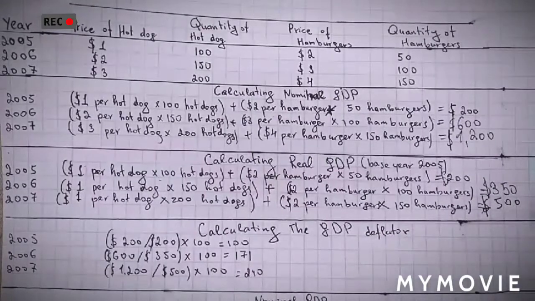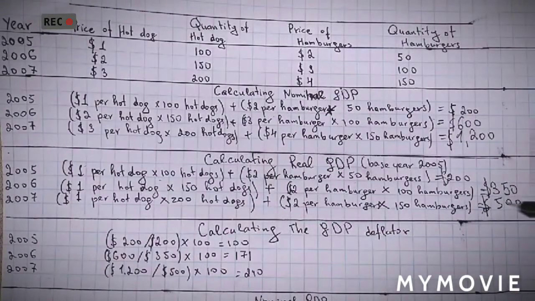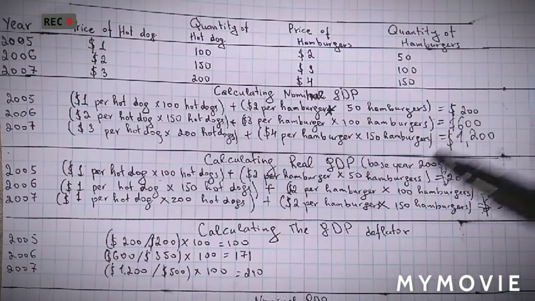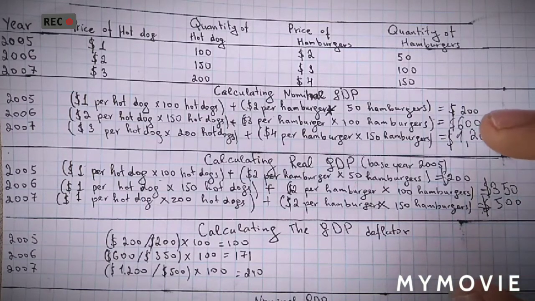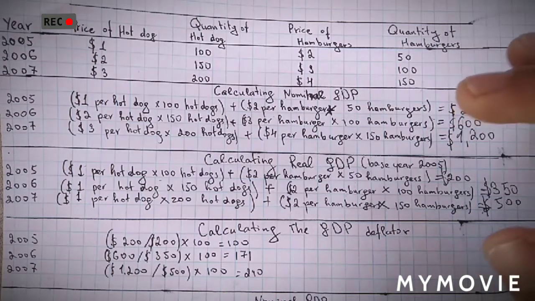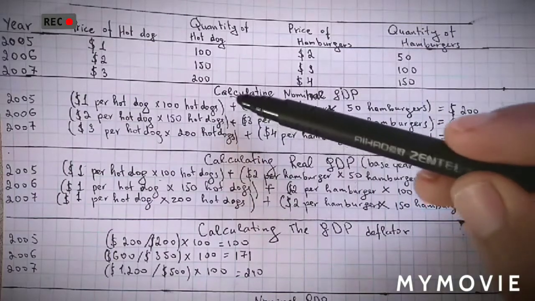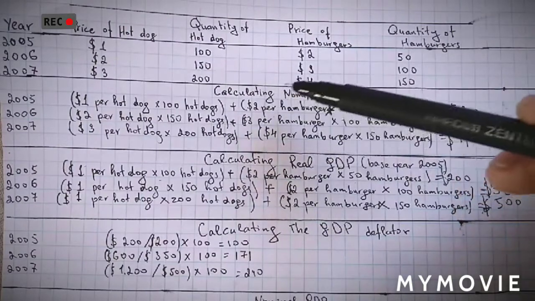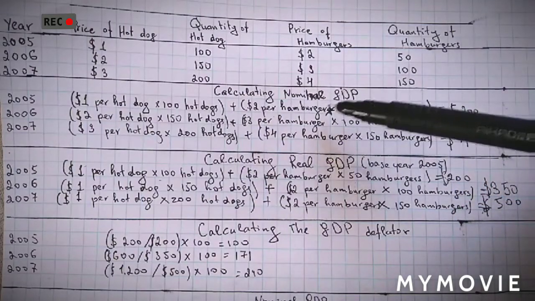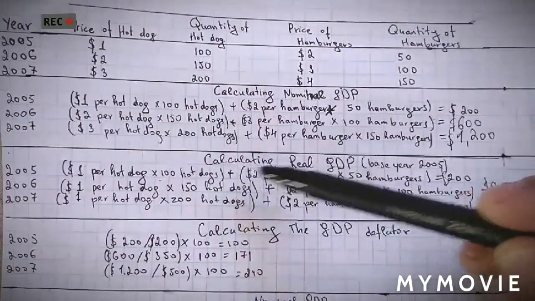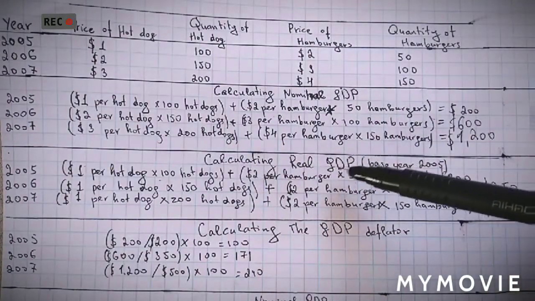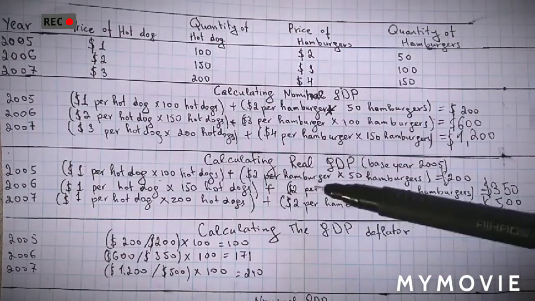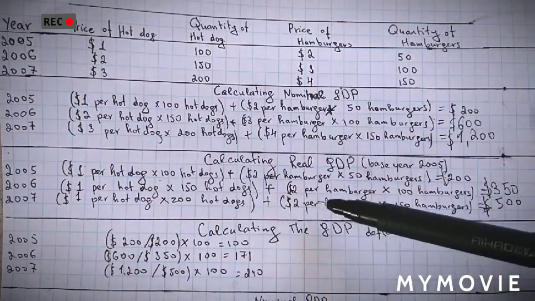So as we have seen, according to the definition of these two measures, the difference is the prices. In the nominal GDP measurement, the price changes from one year to the next, and for the second, calculating the real GDP measurement, the price does not change, it stays the same.